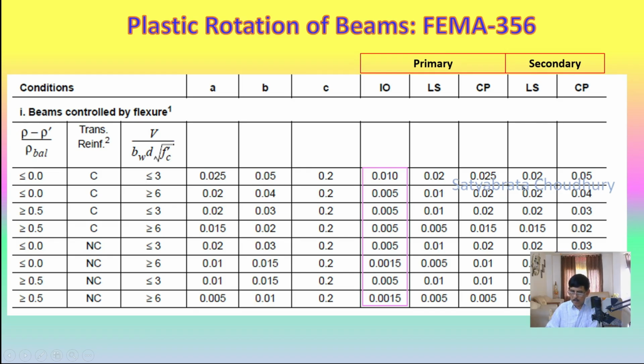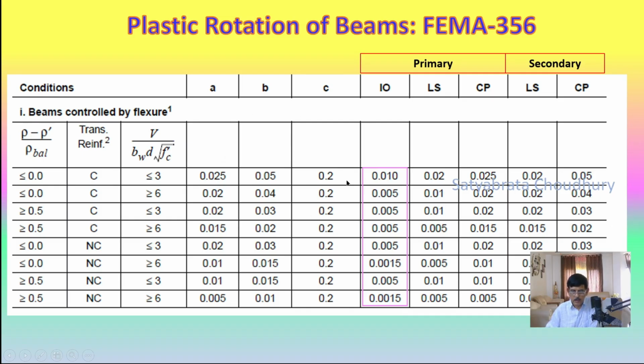So for secondary members, the plastic rotation allowed is much higher than those in the primary members. If you look at the table, C indicates compliant and NC indicates non-compliant. Compliant indicates the building has the ductile detailing as per the code, and so it is a compliant building, and these values are available like this for the segment ABC.